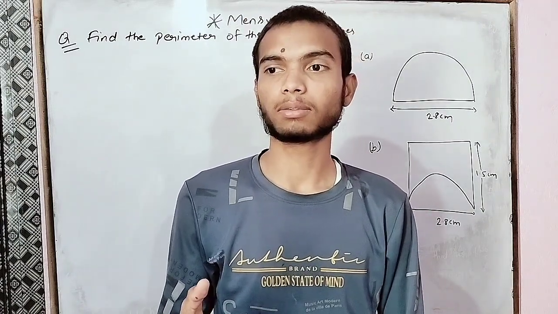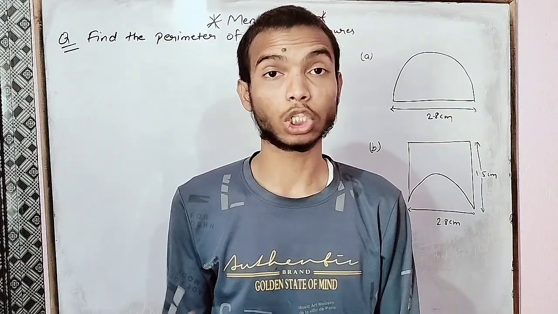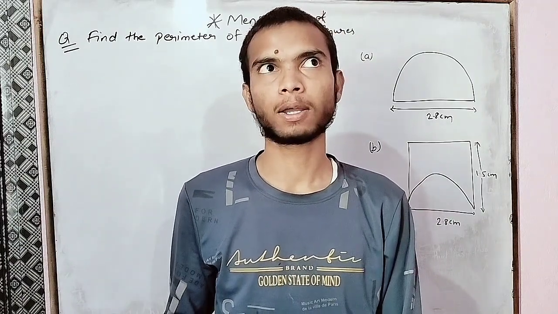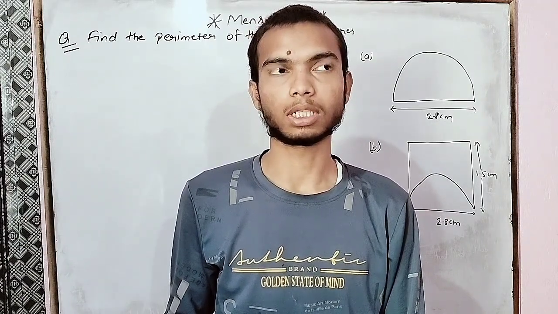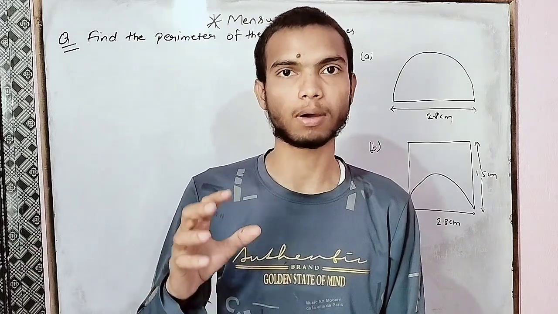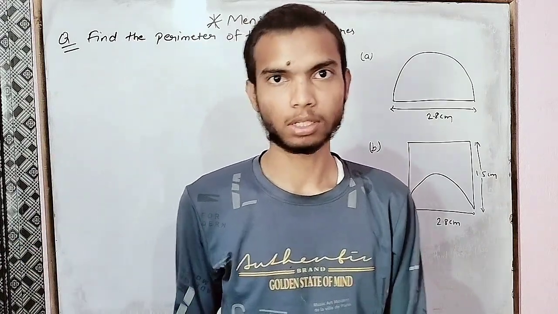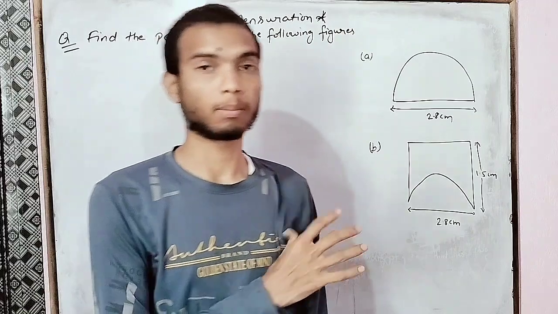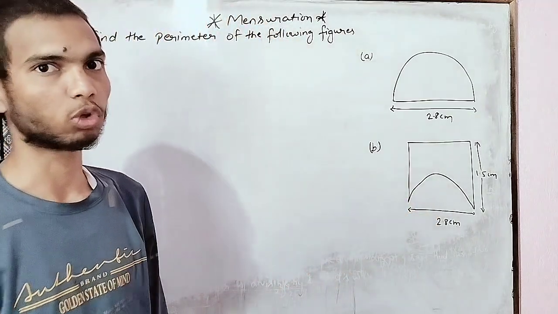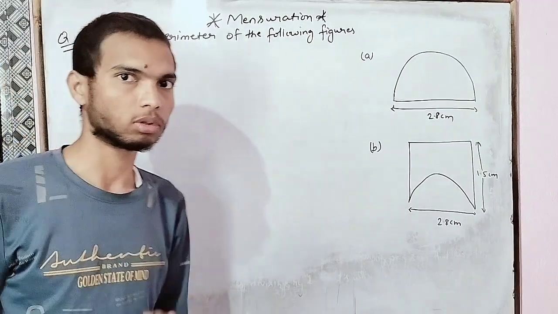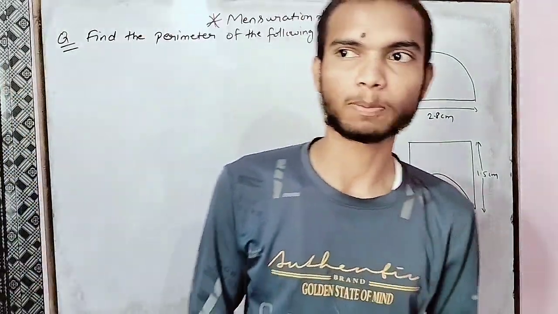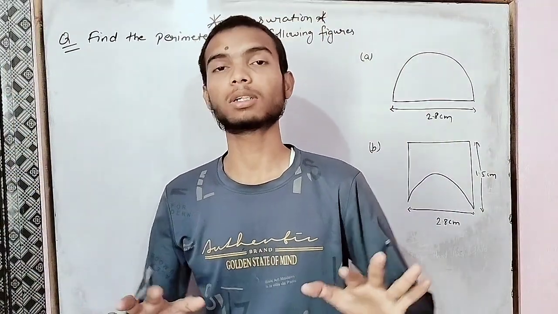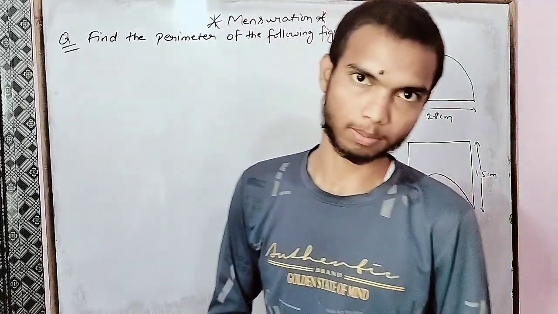And we are talking in the context of mathematics. That's why, instead of saying something, we say measurement of solid shapes. Because in the context of mathematics, we are talking about that. So here you are clear. Mensuration means measurement of nothing but all solid shapes.